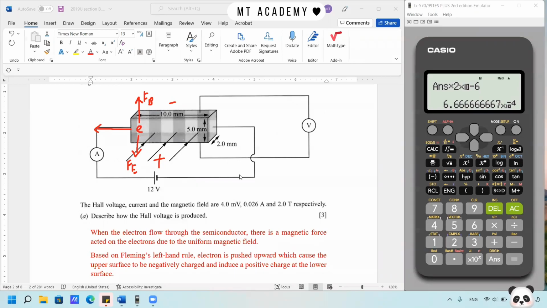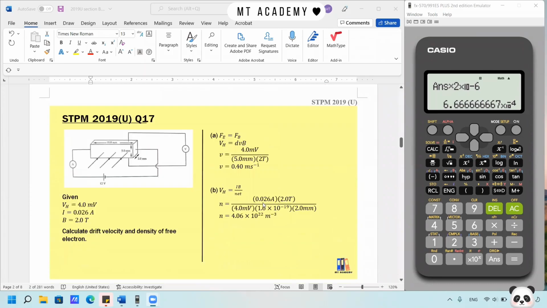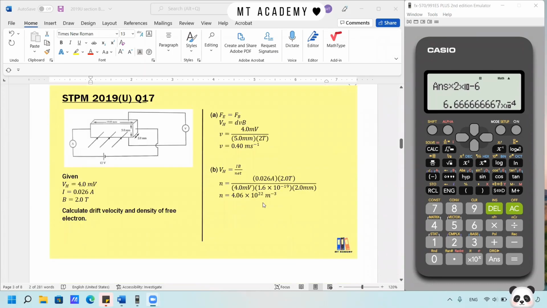For the next two questions about the drift velocity and density of free electron, you can refer back to my video, and this is the solution. The link will be provided in the description below.